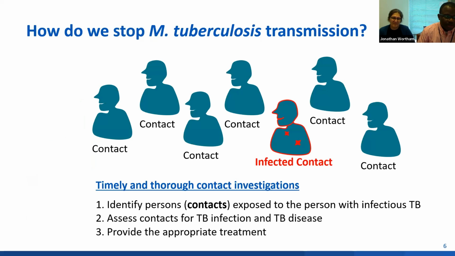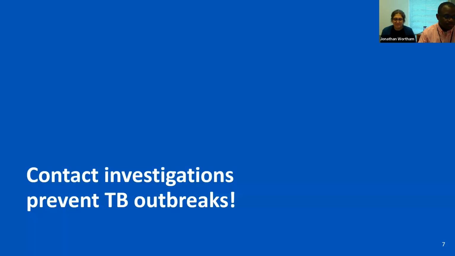Another way that we stop M. tuberculosis transmission is through timely and thorough contact investigations. And the point of contact investigations is to identify those people, or contacts, who are exposed to people with infectious TB. Second is to assess the contacts for TB infection and TB disease. And third, provide the appropriate treatment, whether that's for an infection or disease. And so now we'll discuss how contact investigations prevent TB outbreaks.